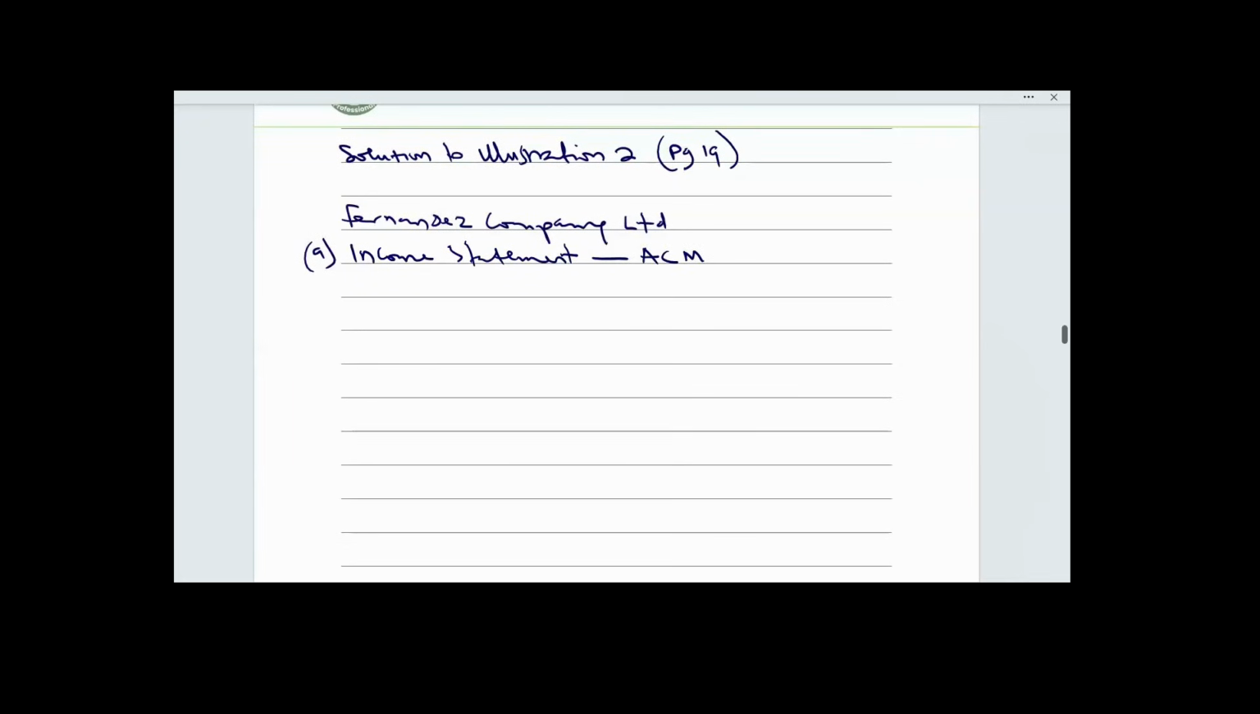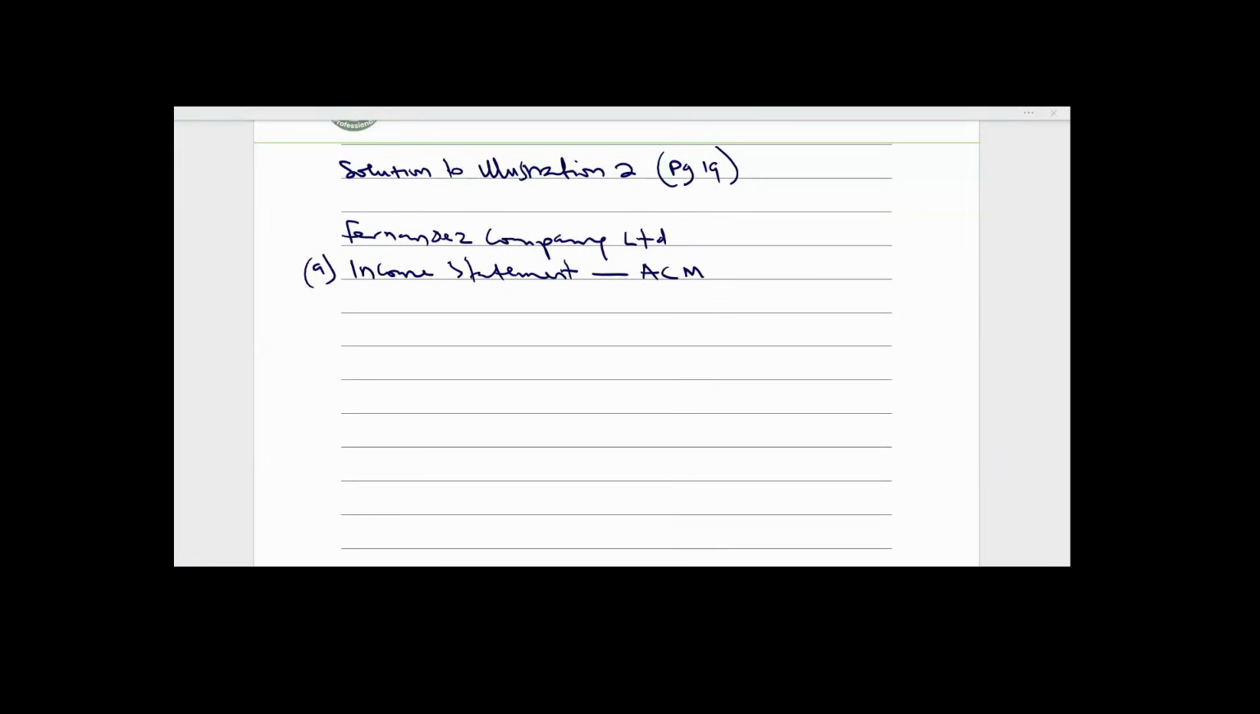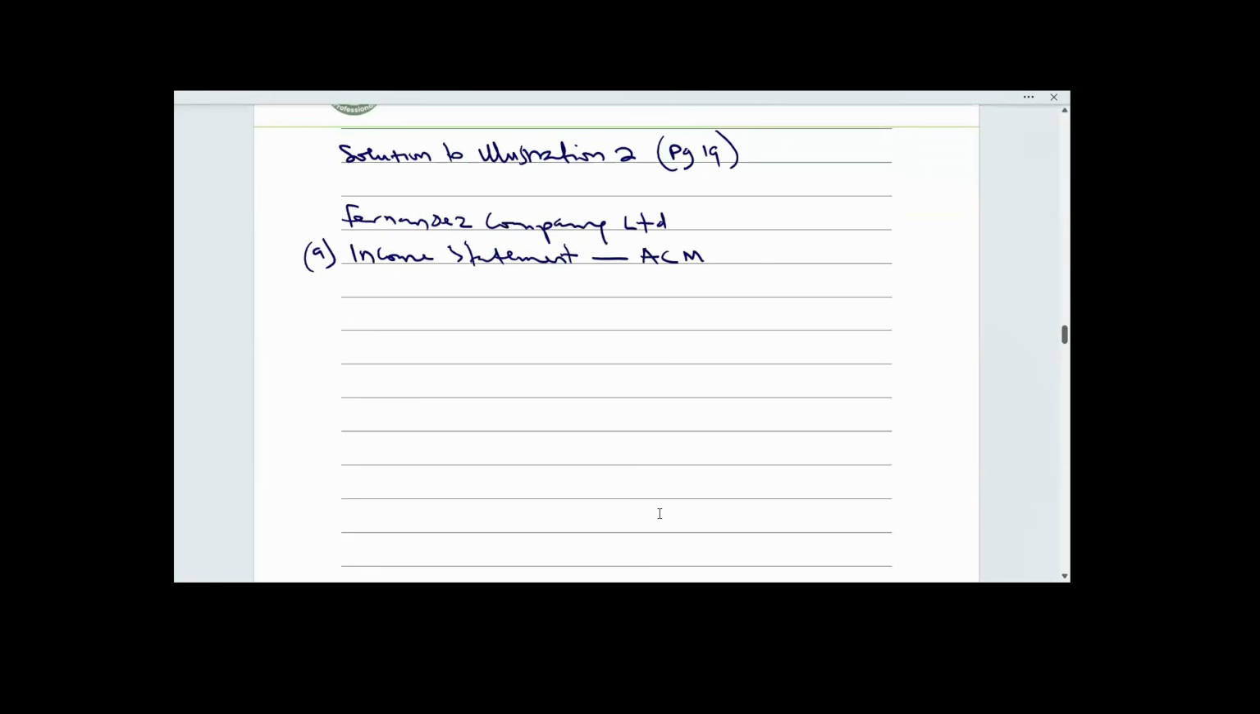Please, I beg of you, on the day of your exam, don't go and be writing ACM. You have to write it out in full the first instance: Absorption Costing Method, in brackets ACM, so that going forward you'll be referencing ACM. If you don't, the examiner may penalize you, because you don't want the examiner racking his or her brain: what do you mean by ACM? If you want to shorten your words, write it out in full first, then put the acronym in brackets. Going forward, it is your acronym you'll be referencing.